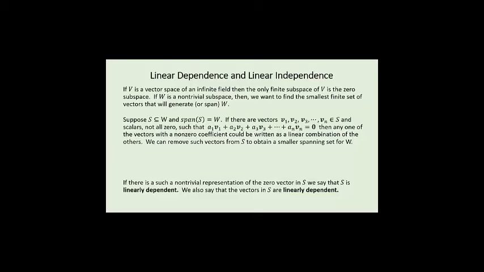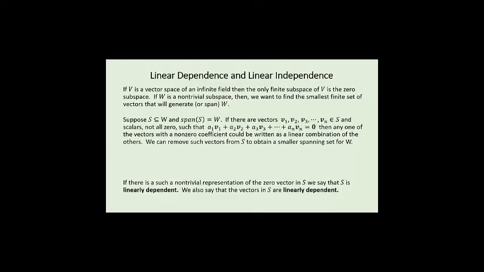So suppose that S is a set of vectors in W, and that the span of S is W. Our question is: is it the smallest it could be, or are there vectors that we could omit from S and still keep a span of W?